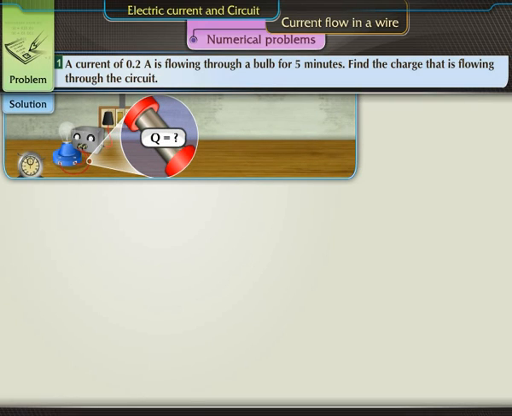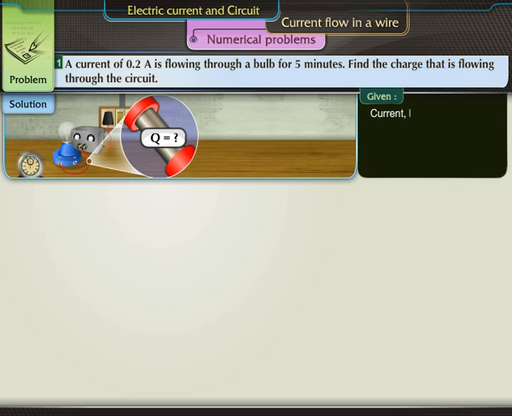Solution. Let us first write the given quantities. Current I is equal to 0.2 ampere. Time t is equal to 5 minutes, which is equal to 5 into 60 seconds, which is equal to 300 seconds. We have to find total charge Q flowing through the circuit. It is given by Q is equal to I into t.